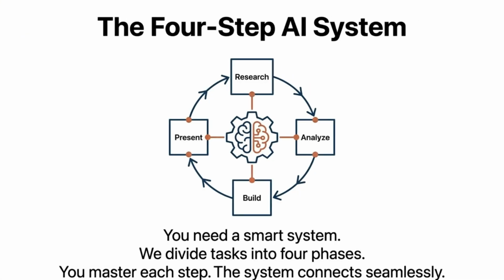To succeed, you need a smart system. This video outlines a 4-step AI workflow: research, analyze, build, and present. Each phase connects to keep your progress seamless.